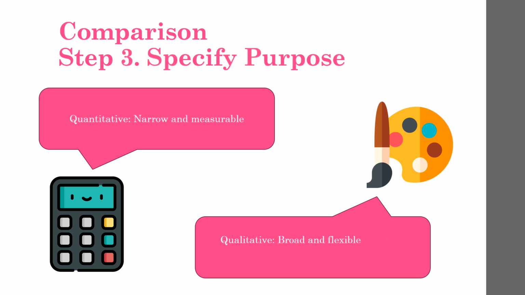In step number three, specify the purpose. In a quantitative, you have to narrow it and also make it measurable. In a qualitative, you have to be broad and flexible because in qualitative research, you should know the experience, the feedback, and the meaning of your data, and it should be as flexible as possible.